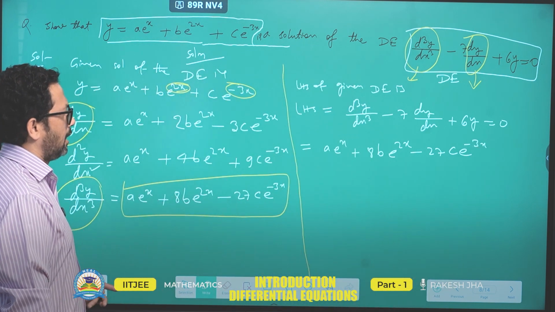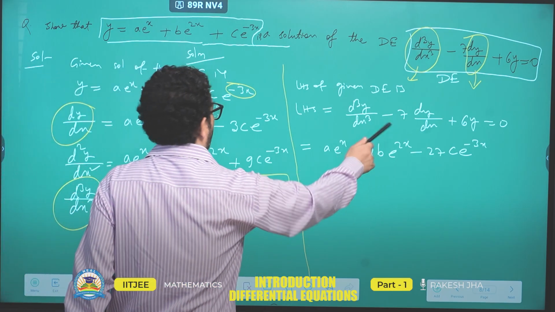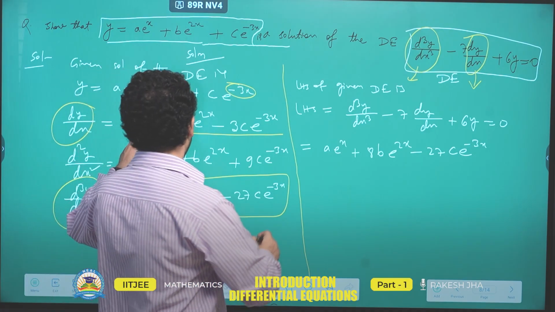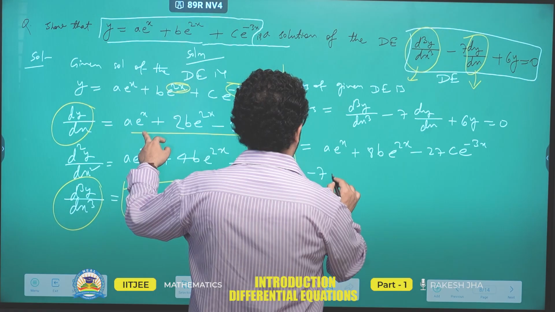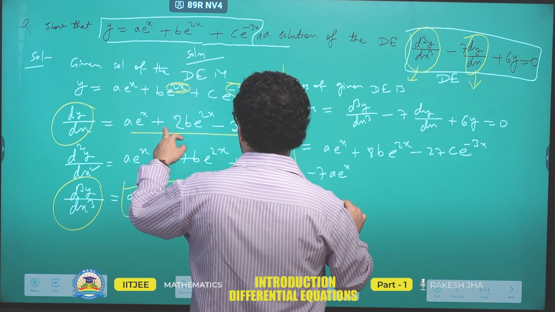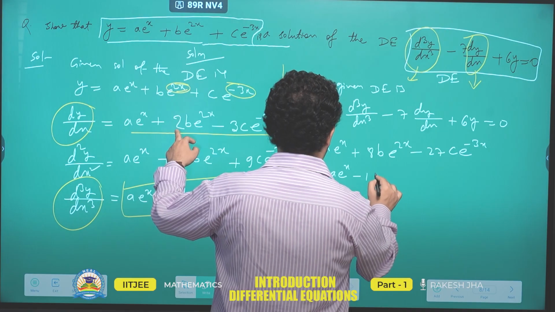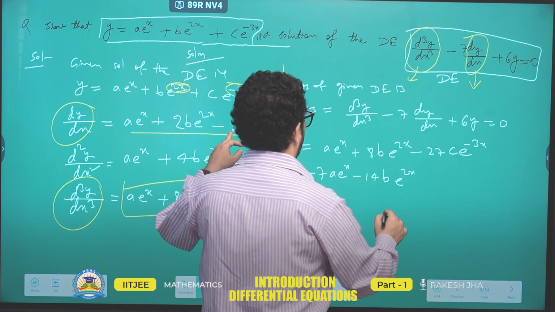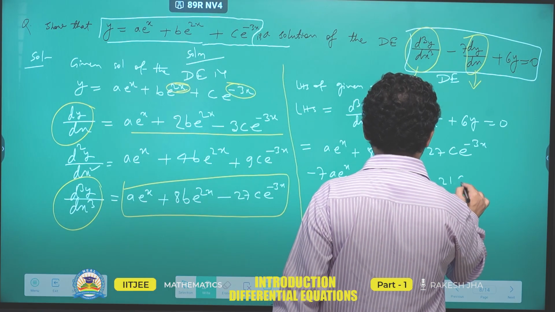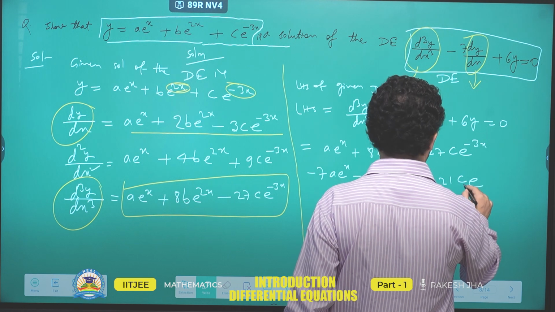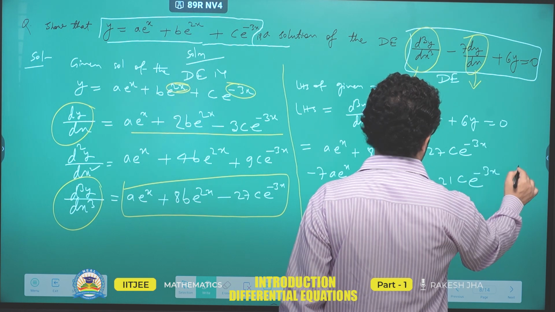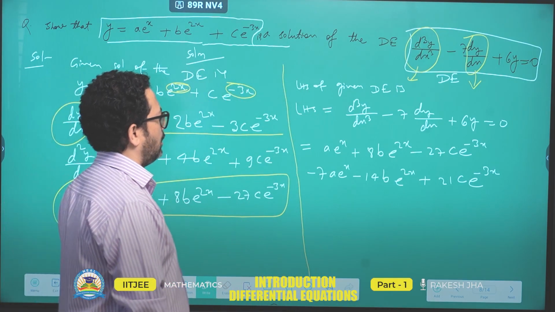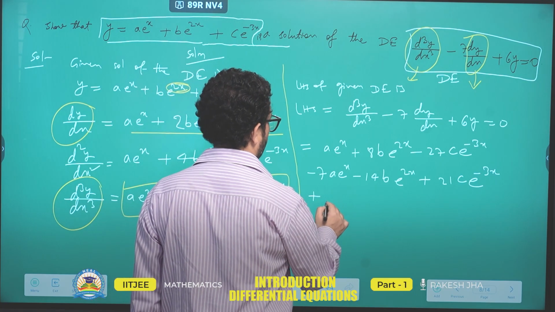Now we have to multiply with negative 7 of dy by dx, so it's better we multiply here only. So it would be negative 7a times e raised to the power x, plus 7 twos are 14, minus 14b times e raised to the power 2x, now minus minus plus plus 21c times e raised to the power negative 3x. Okay, we got it. Now we have to write plus 6y, so plus 6 times y.